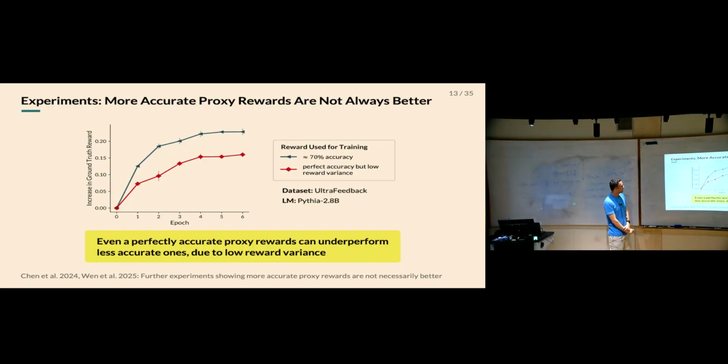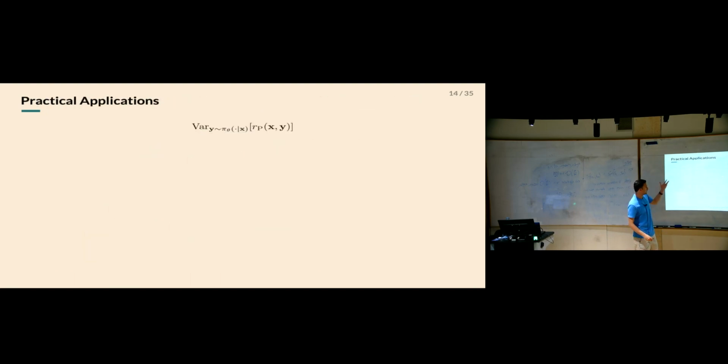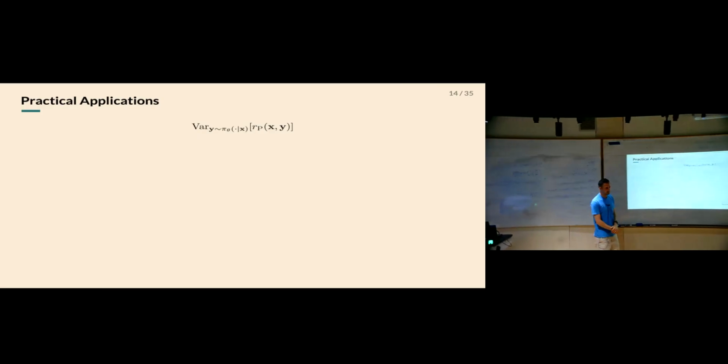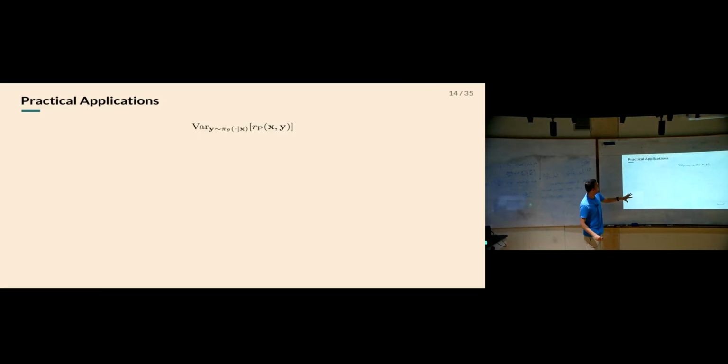Okay, so this is why, at least one reason why more accurate reward functions are not necessarily better. And this is because of the connection between reward variance and optimization. I'd also like to highlight that this has practical applications. Okay, reward variance depends on three factors.